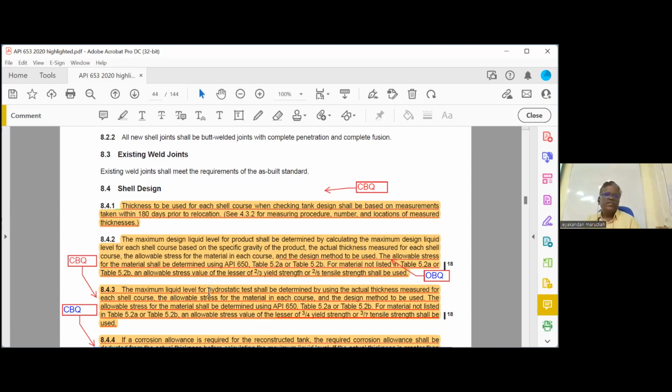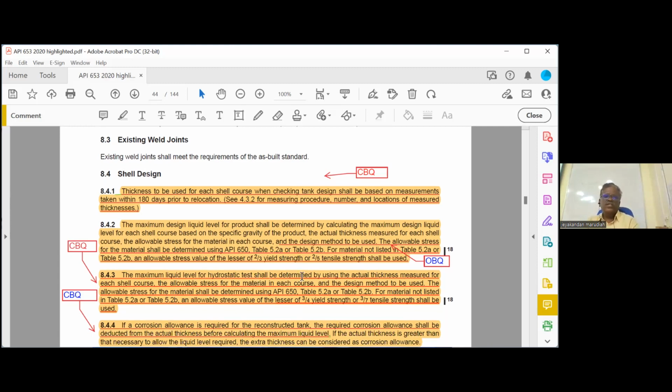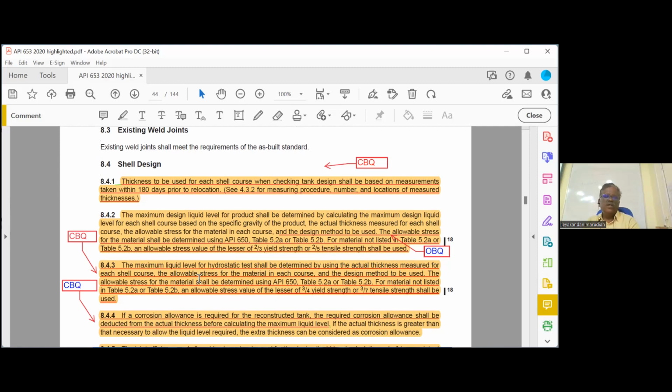The maximum liquid level for hydrostatic shall be determined by using the actual thickness measured for each shell course, the allowable stress for material of each shell course and design method. The allowable stress for material shall be determined per 650. For material not listed, 3/4 of yield strength or 3/7 of tensile strength shall be used. These all are 650 requirements you have to follow.